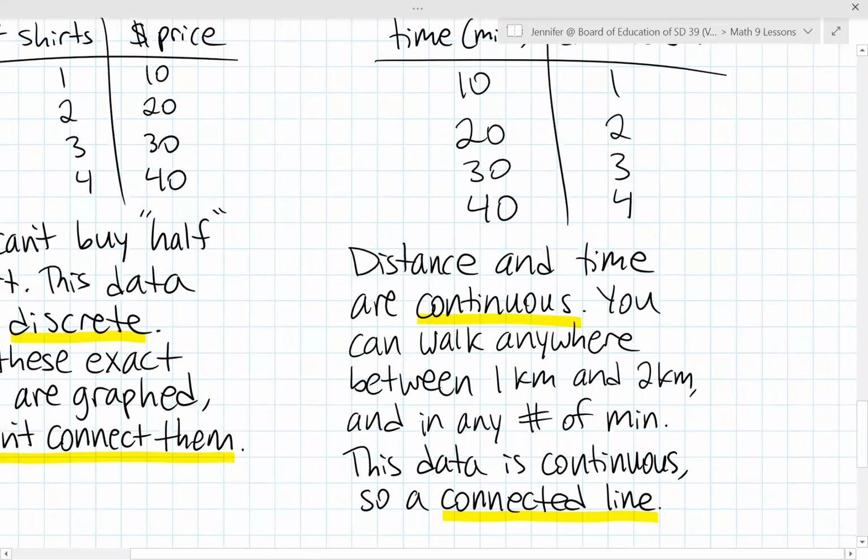So that's kind of what I wrote out there. Since distance and time are continuous, this data is continuous, and it would be a connected line on the graph. So again, a quick sketch, maybe it would look something like this. Every little piece is included in between. The line is connected because as time moves forward, you move further in the walk that you're doing, and every little piece in between counts.